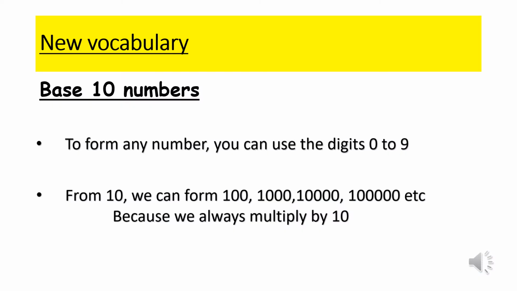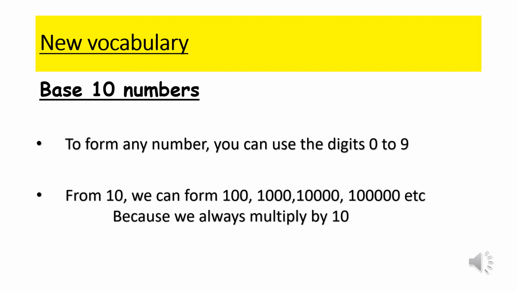Our new vocabulary for today is base 10 numbers. Now, base 10 numbers are a set of numbers where we use the digits 0 to 9. And if you notice, I haven't put 0 to 10 because to make 10, I need a 1 and I need a 0, and that is already in 0 to 9. So from 10, we can form 100, 1,000, 10,000, 100,000, etc. because we're always multiplying up by 10.